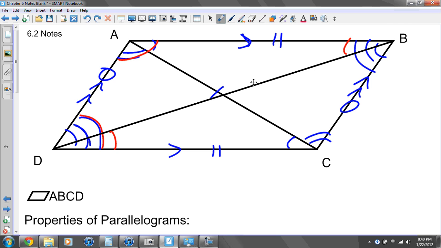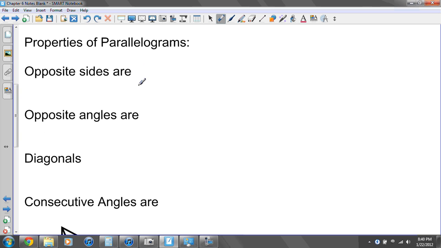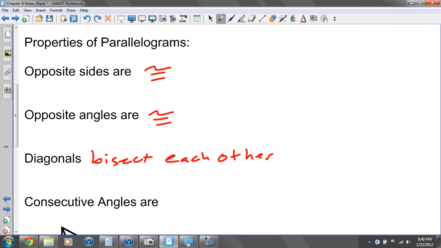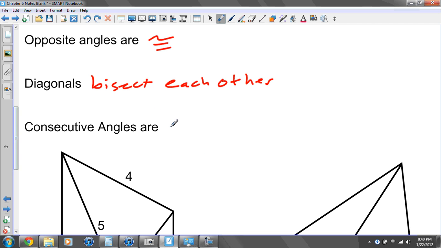But what this does for my diagonals is it allows me to say that these pieces are the same and these pieces are the same. So the diagonals bisect each other. So opposite sides are congruent, opposite angles are congruent, the diagonals bisect each other, and consecutive angles are supplementary.